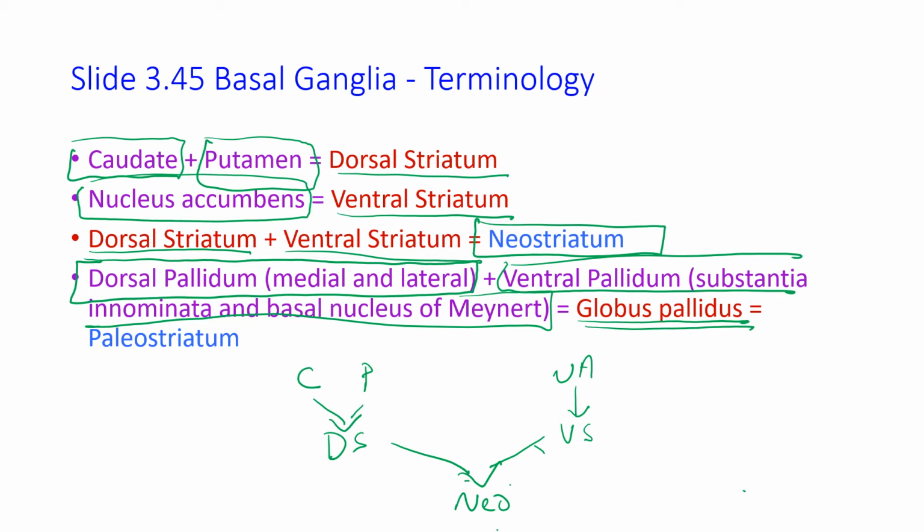We can do the same thing with the paleostriatum, in that we can take the medial and the lateral, push them together into the dorsal pallidum. We can take the substantia innominata and the basal nucleus of Meynert, push them together, and form the ventral pallidum, push those two together to the globus pallidus, and then that becomes our paleostriatum. But we are not quite done yet.